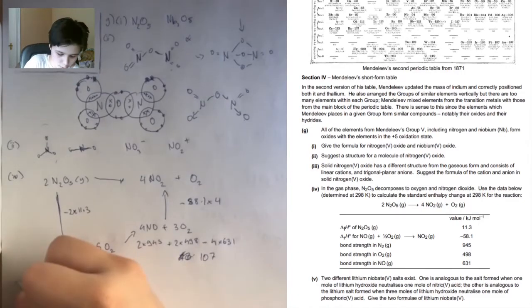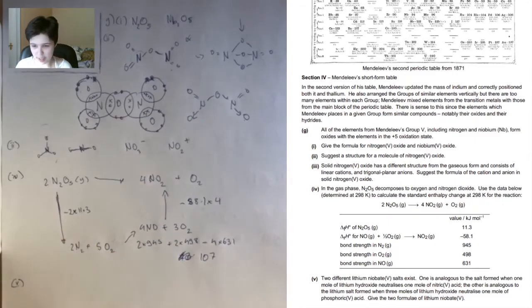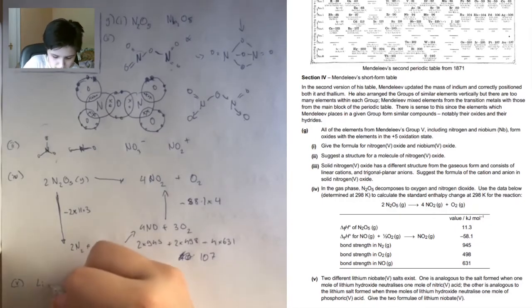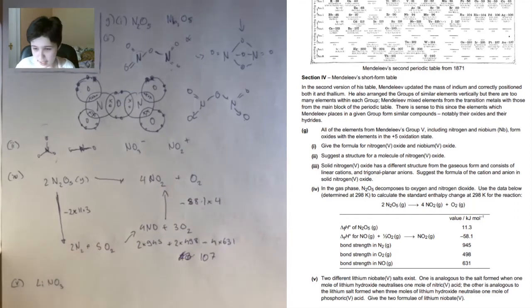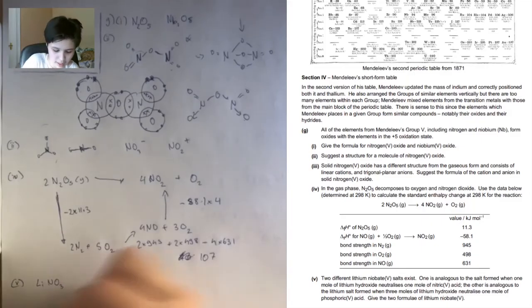For part 4, I know straight away the salt formed when lithium hydroxide neutralizes 1 mole of nitric acid is going to be lithium NO3, and then the other is analogous to the lithium salt formed when 3 moles of lithium hydroxide neutralize 1 mole of phosphoric acid. I'm not entirely sure about that, so I'm just going to do that in case.